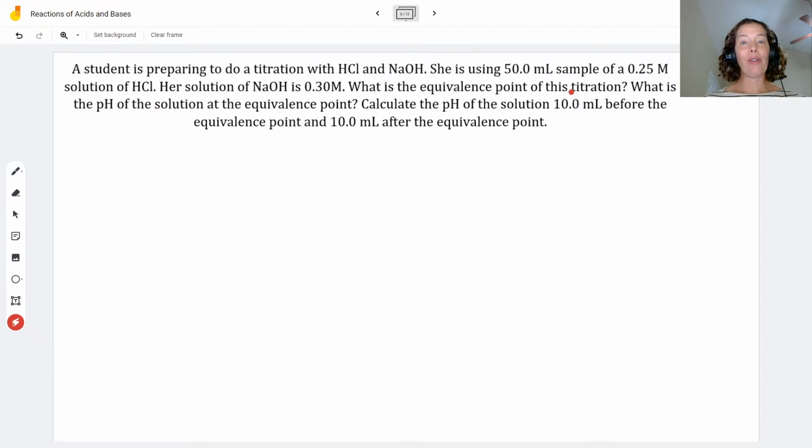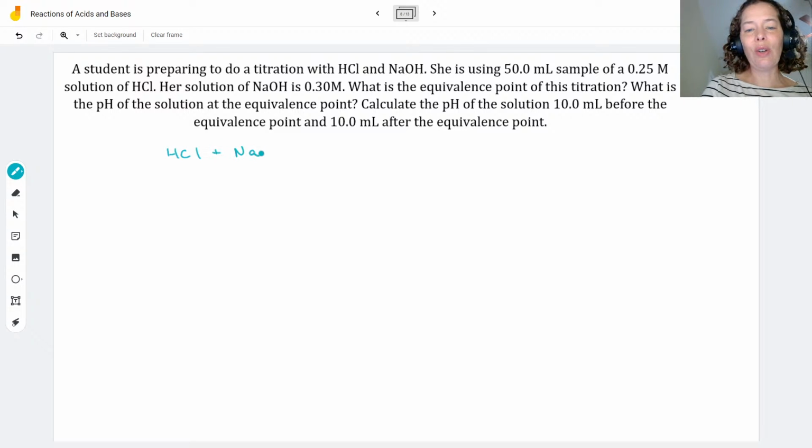Let's go ahead and calculate first what the equivalence point is of this titration. So the first thing I want to do is I want to write a balanced chemical equation. What is going on with this acid reacting with this base? So I have hydrochloric acid plus sodium hydroxide. I mean, this is like the classic neutralization reaction, right?